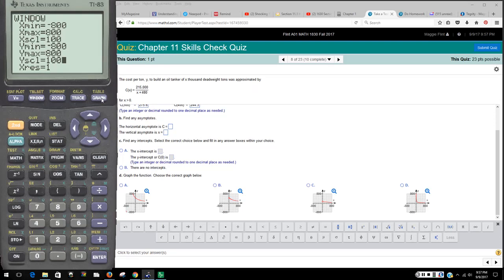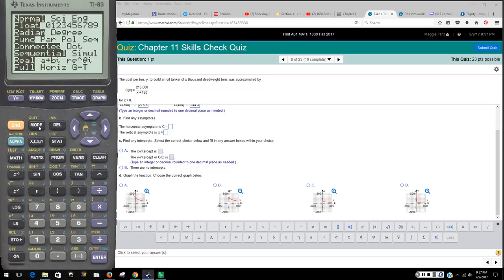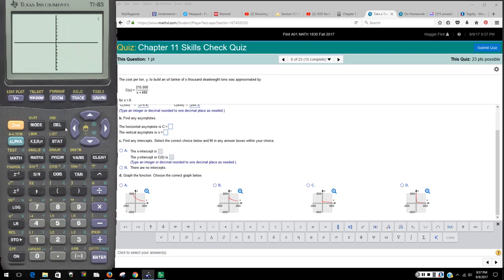But before we just hit graph, make sure that your mode for your calculator is not in connected mode, but it's in dot mode. The reason you want it in dot mode is because if it's in dot mode, it's a lot less likely to try to show you the connection. It's not likely to try to show you the vertical asymptote by connecting the two. So we're going to hit graph, and there's what I see. And that tells me that there's an asymptote somewhere right along there.